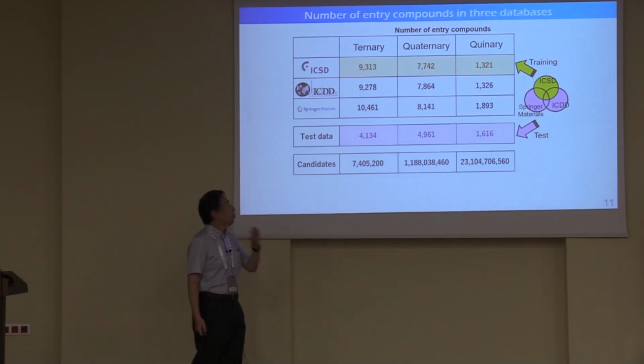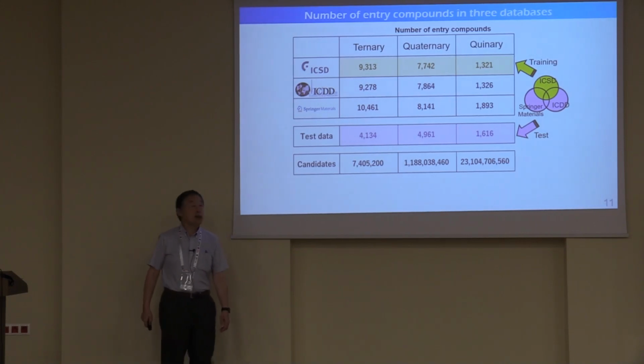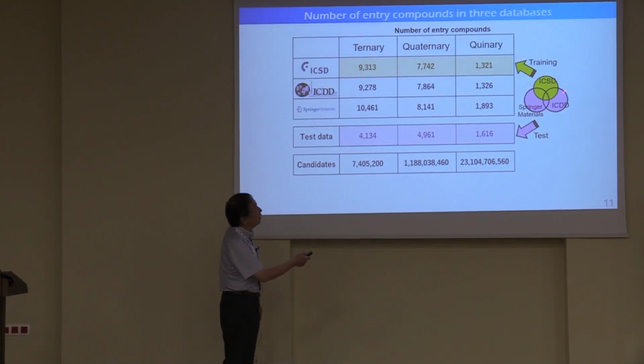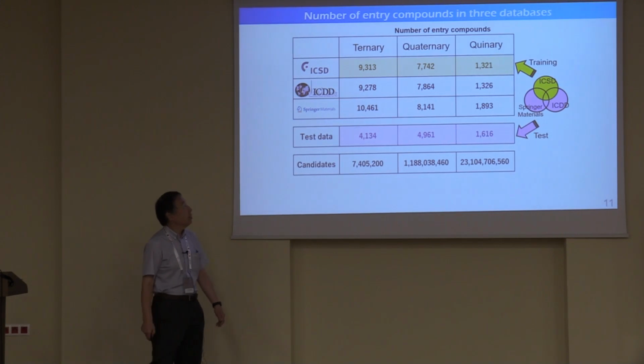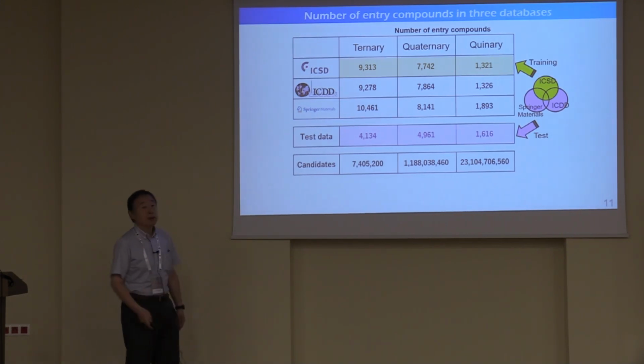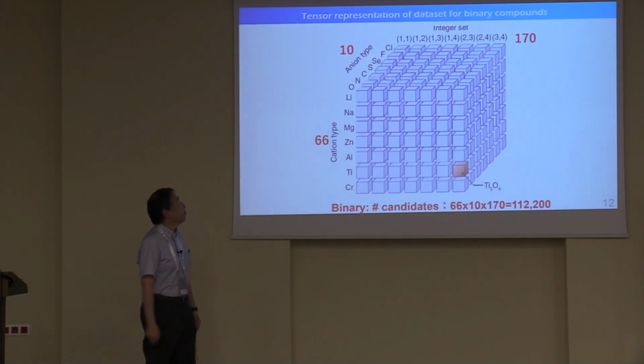Similar to the talk yesterday, we use only ICSD data for training, and for validation, we use this pink area, ICDD or Springer Materials, which is not included in ICSD, as a test set. So these are the numbers of data in the test set. So let's see what happens.